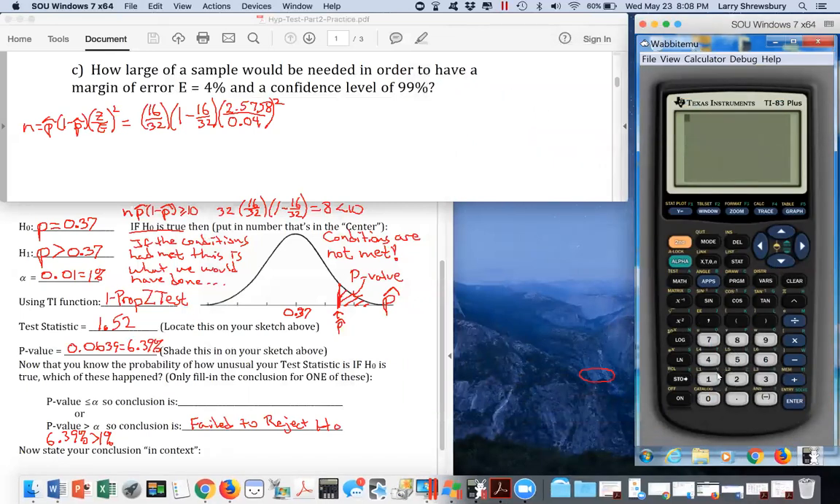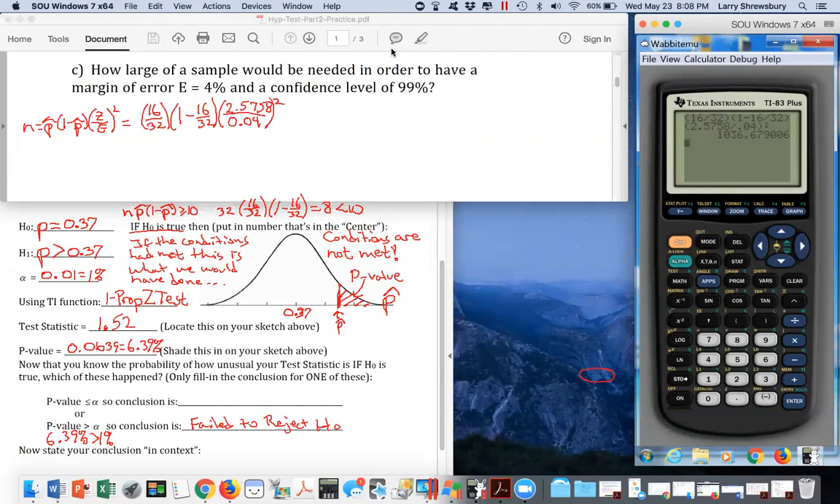So let's make sure we've got the calculator skills. Left parenthesis, 16 out of 32, times 1 subtract 16 out of 32. So yeah, looks good. And then we've got our 2.5758, divided by 4%, which is 0.04. Right parenthesis and then square. Now, how much bigger a sample size do I need? Whoa, that's a lot bigger than 32, isn't it?